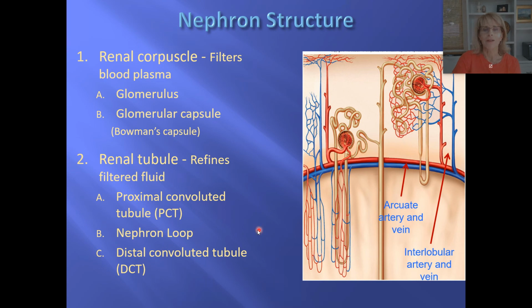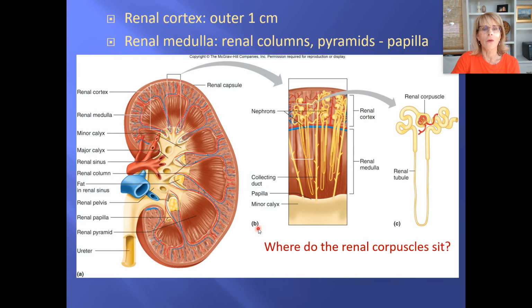After that, where do things go? Down the collecting duct, and it will get captured by the minor calyx. From the minor calyx, it'll go into a major calyx. From the major calyx, it'll go into the renal pelvis. From the renal pelvis, it goes into the ureter. From the ureter into the urinary bladder. From the urinary bladder, it will leave you by going out the urethra.